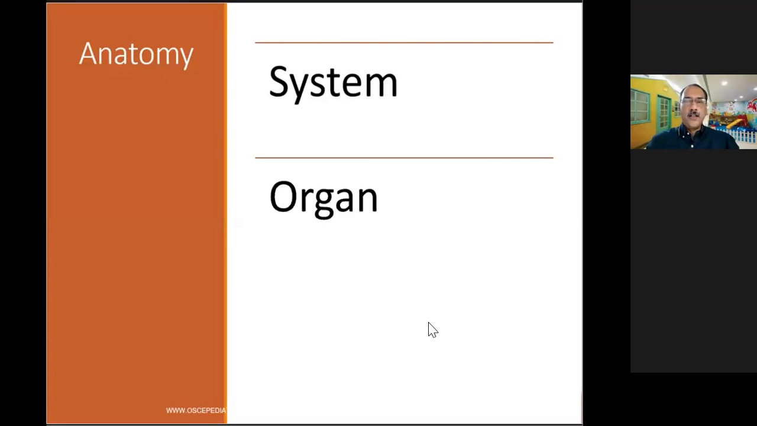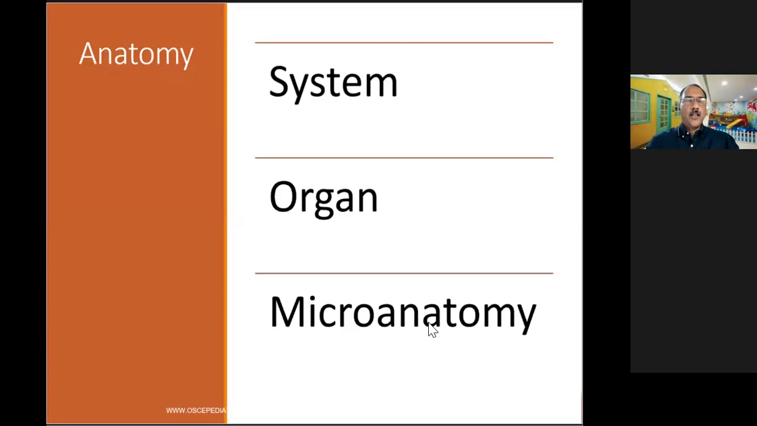Next, you want to identify which organ is affected, and subsequently, we will look at microanatomy of that particular system. So today, we'll try and cover a few systems and not look at CNS and CVS. That's like a disclaimer to start with.